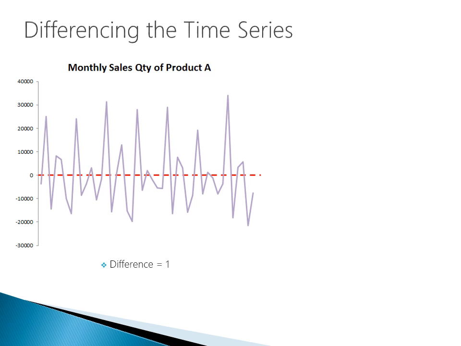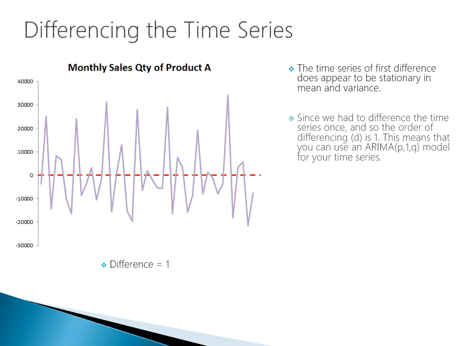So now we're going to go about differencing the time series. In this example, we're going to use a differencing of 1 and just see how the data looks. The time series of the first difference does appear to be stationary in mean and variance. Since we had to difference the time series once, the order of differencing, D, is equal to 1. This means that we can use an ARIMA P1Q model for our time series. The next step is to figure out the values of P and Q for the ARIMA model.